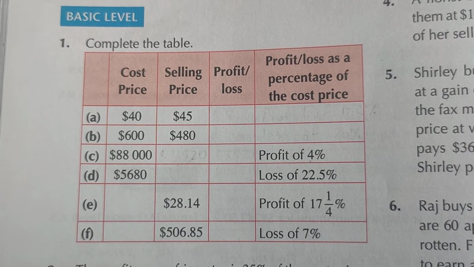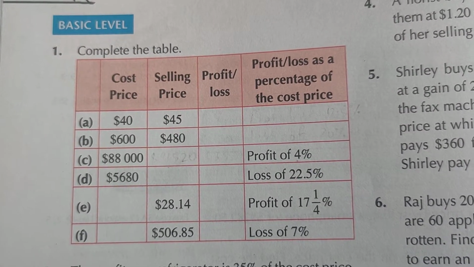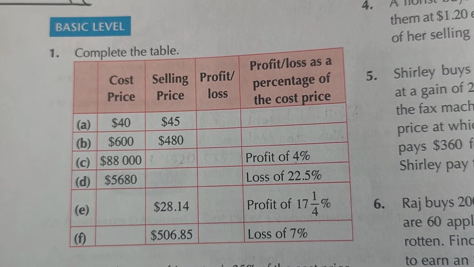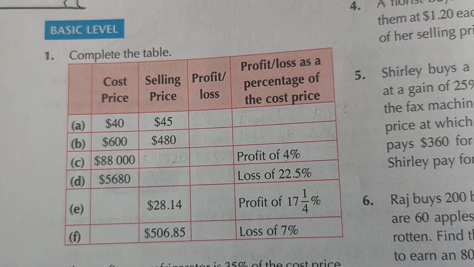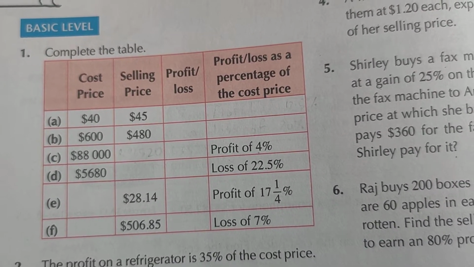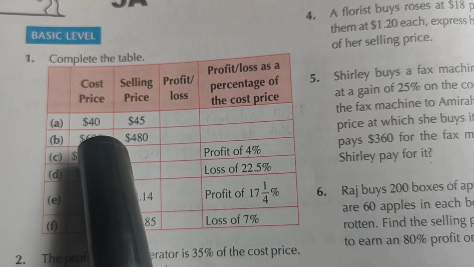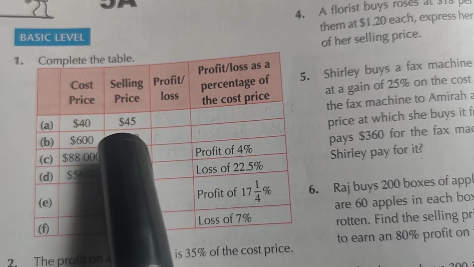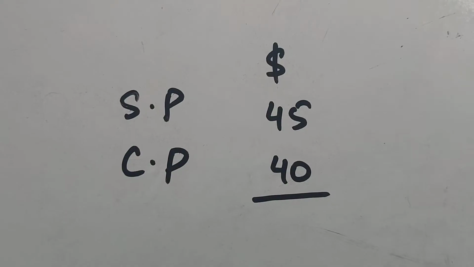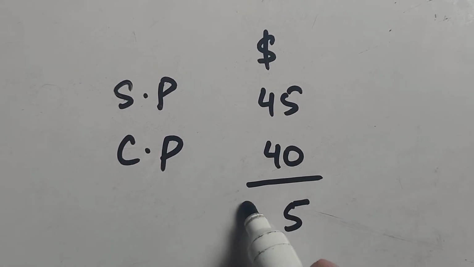Now come back to the table and have a look at this table. In number A it says cost price is $40 of a certain product and the selling price is 45. Now first we have to calculate the profit or loss and then their percentage of profit and loss. So if you just have a look at it, you'll find that cost price is less than selling price, then definitely the manufacturer has made a gain. Selling price is 45 and cost price is 40, so the difference between the two is $5.